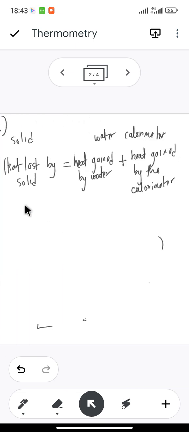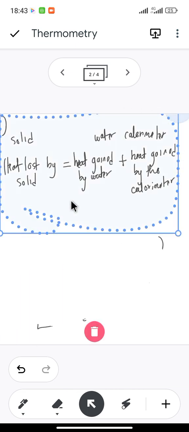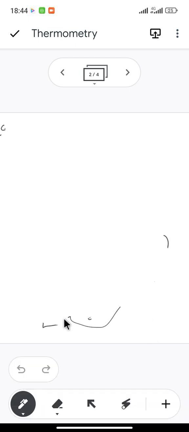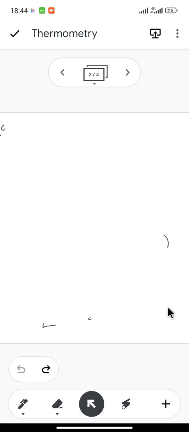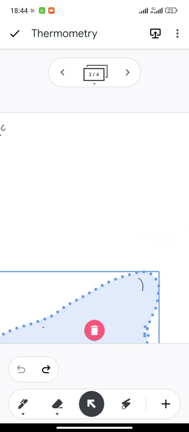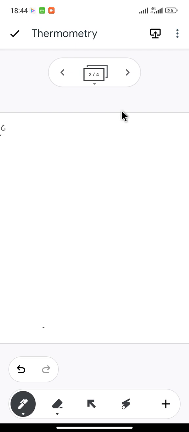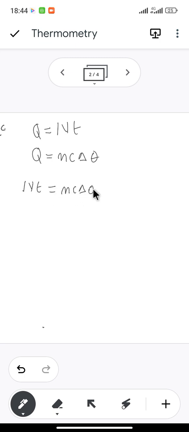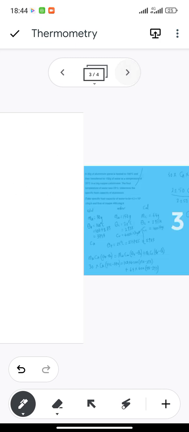So let's quickly erase this. Since Q is equal to IVT, and we also know that Q is equal to mC change in theta, it's safe to say that IVT is equal to mC change in theta. Understand? So let's tackle a question on this.